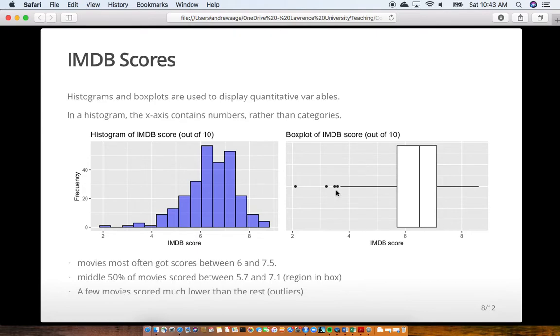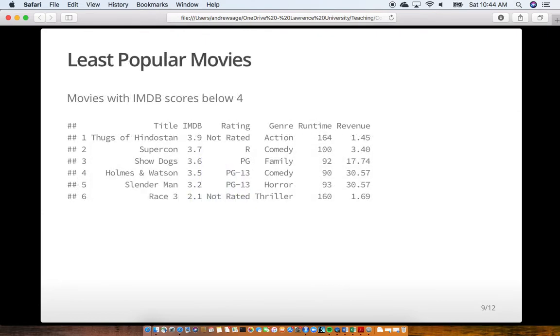In this case, we see that a few films scored much lower than the rest. We refer to these as outliers and denote them using dots on the box plot. If we look back at the data set, we can see which of these films scored so poorly. Race 3, Slender Man, Holmes and Watson, and some others came out very poor in the ratings.